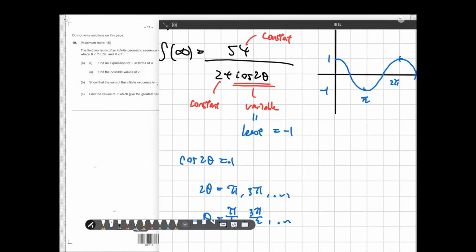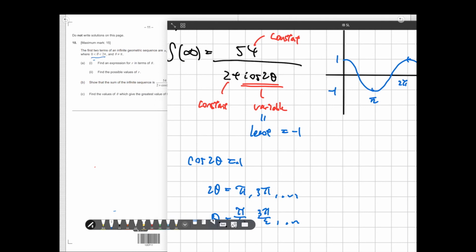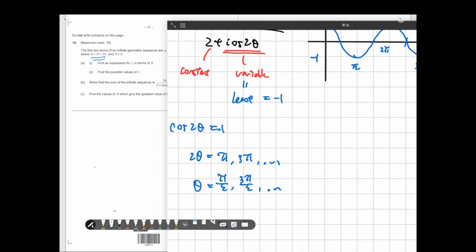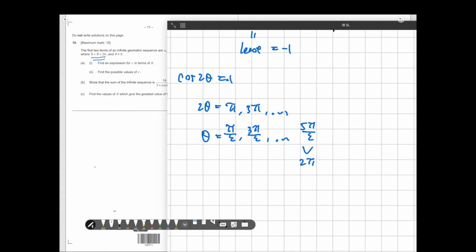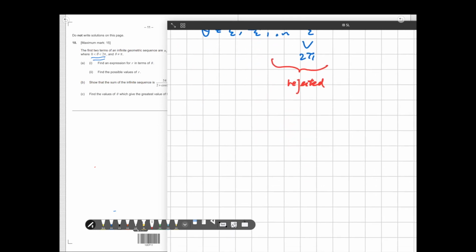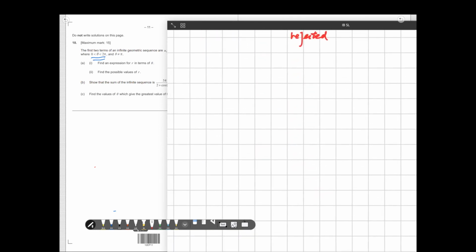But the question specified that theta cannot be greater than 2 pi. So for the next one, it will be 5 pi over 2, that is greater than 2 pi. So all of these have to be rejected, right? So that's it. And I can find another approach to do this question.